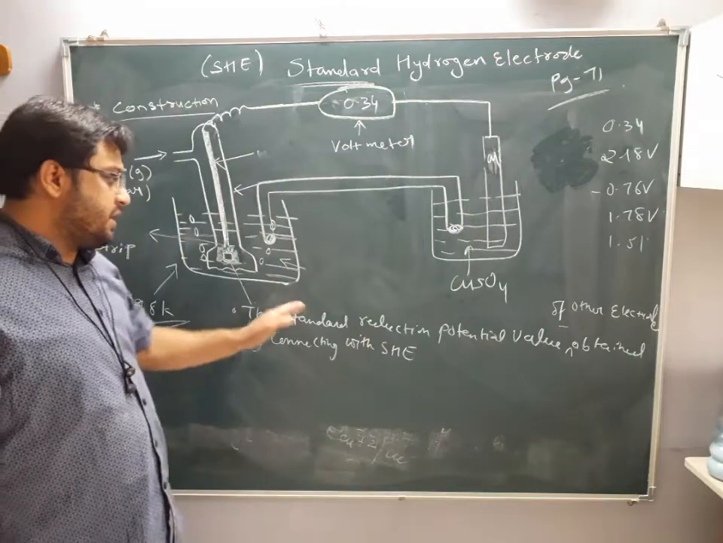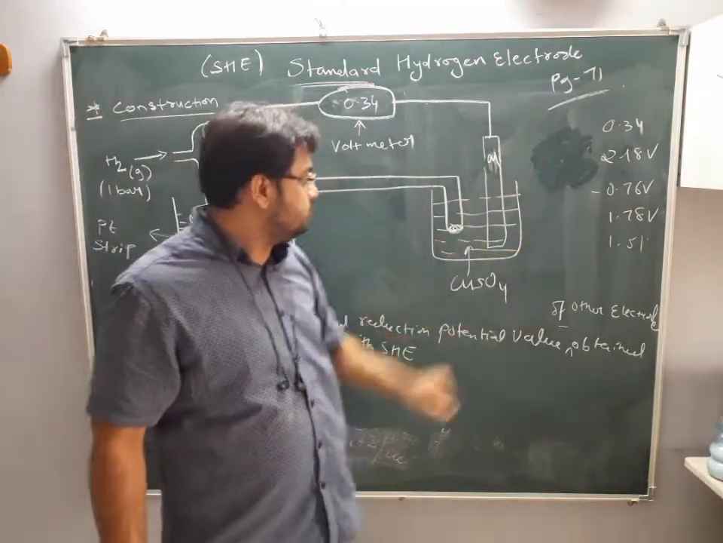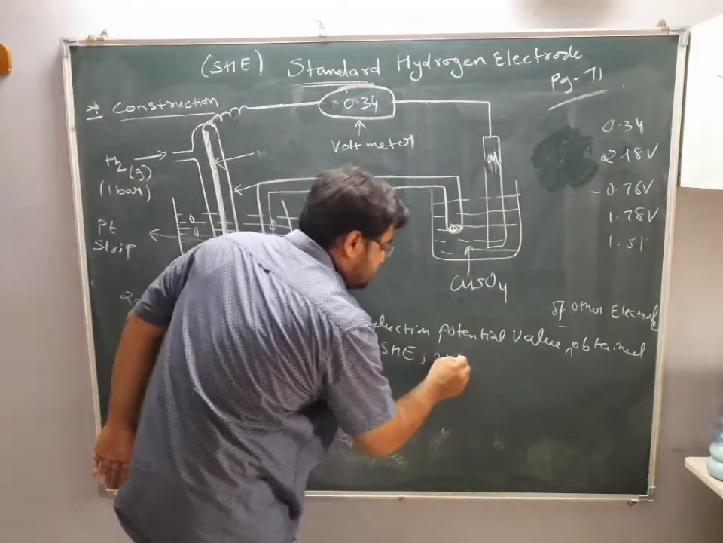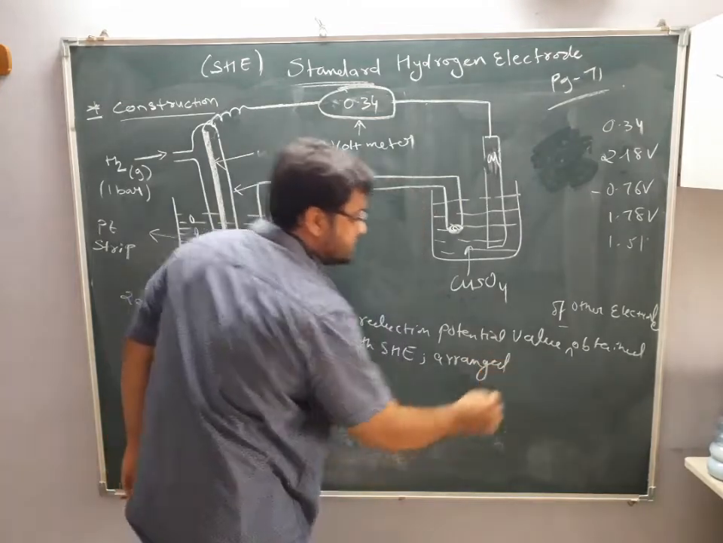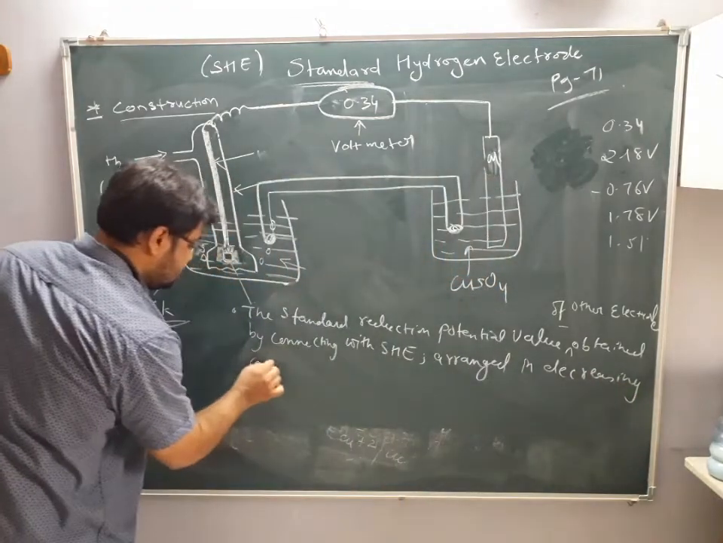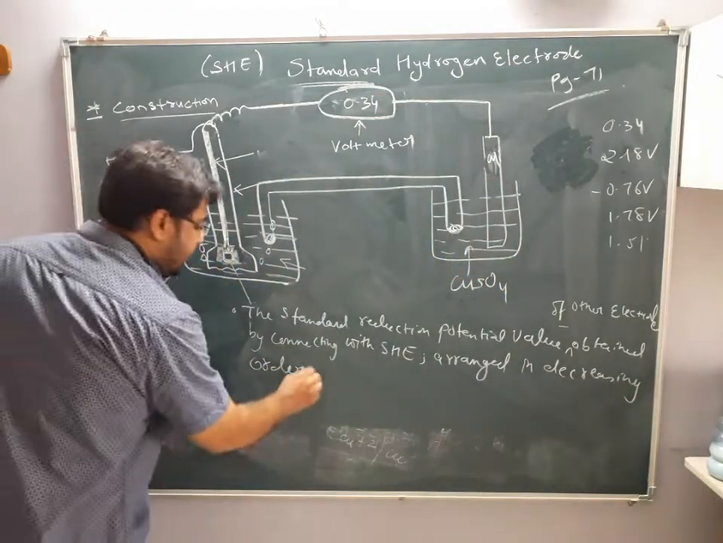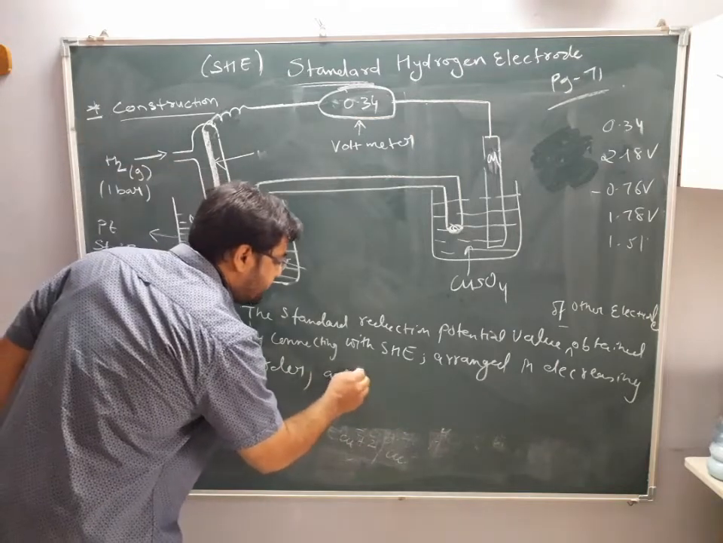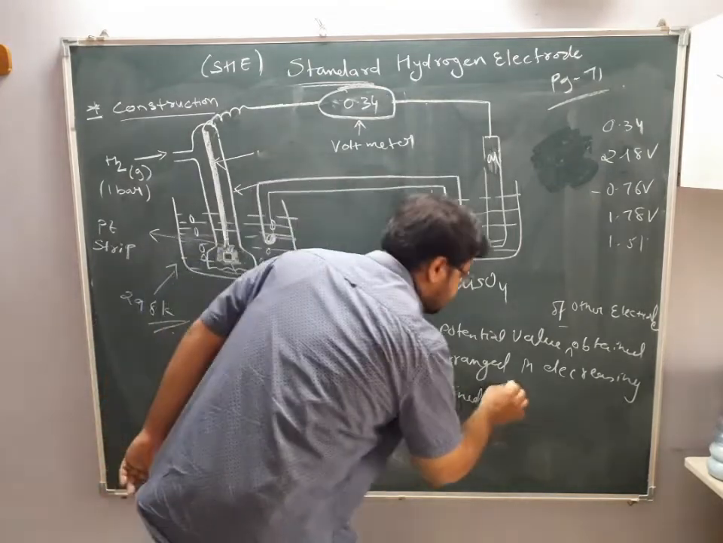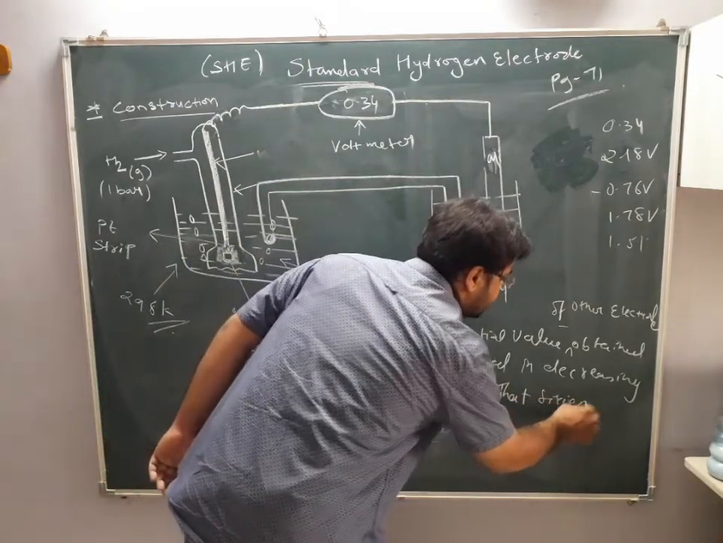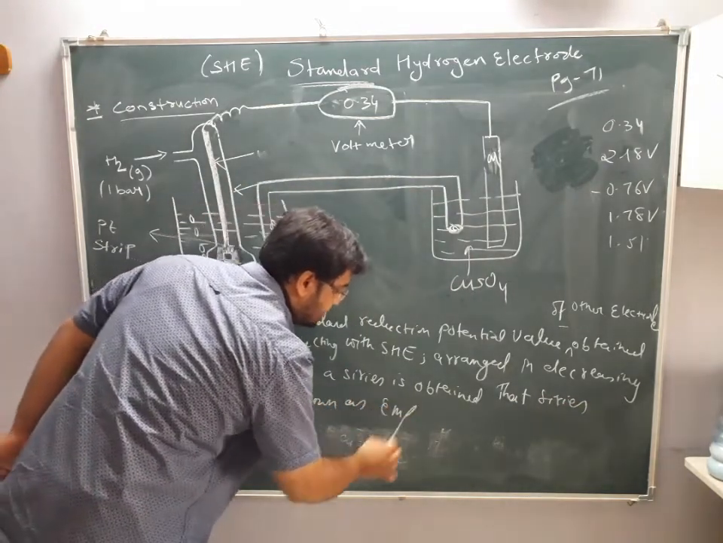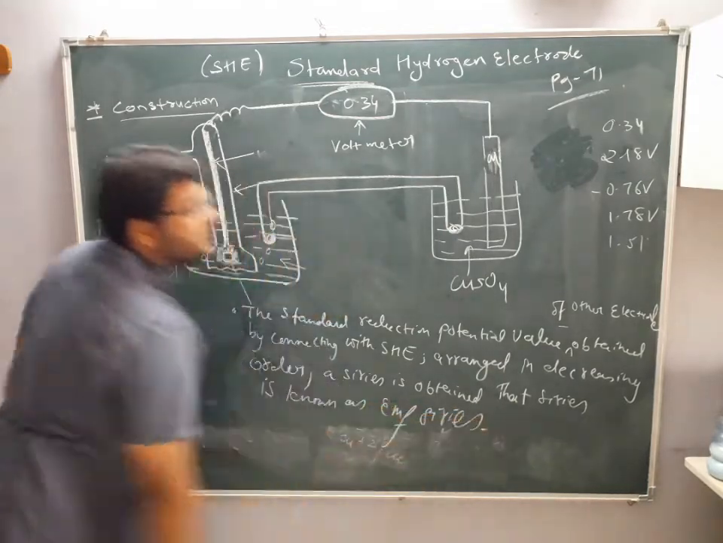So the standard reduction potential value of the other electrode is obtained when I am connecting with SHE. Then I have to arrange in decreasing order. As I arrange in decreasing order, a series is obtained. That series is known as EMF series. Clear? That series is known as EMF series.